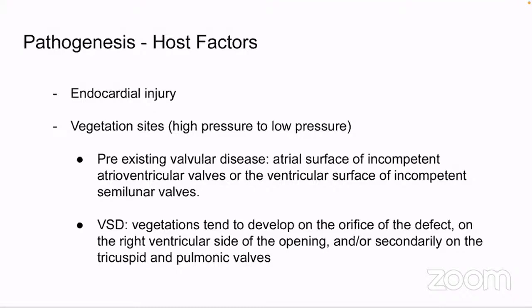The second factor is vegetation sites. Usually from high pressure to low pressure, the vegetation will be there. So in pre-existing valvular disease, for example, the atrial surface of incompetent AV valves or the ventricular surface of incompetent semilunar valves, the vegetations will grow there. Or in case of VSD, the vegetations tend to develop on the orifice of the defect on the right ventricular side of the opening, and or secondarily on the tricuspid and pulmonic valves. There is one exception in Staph aureus, which can adhere to structurally normal heart valves.